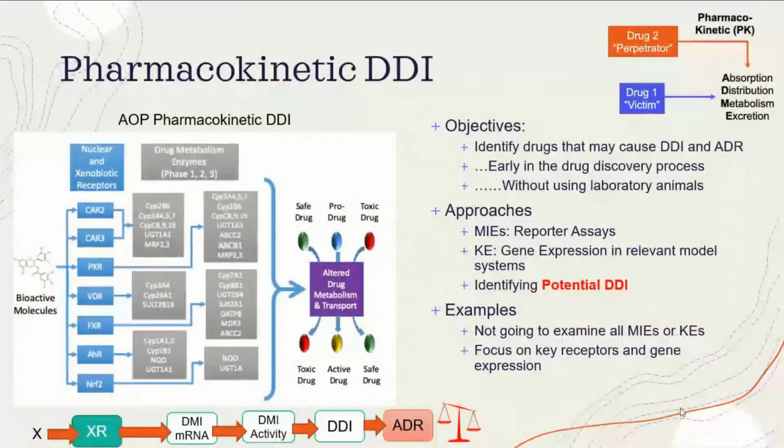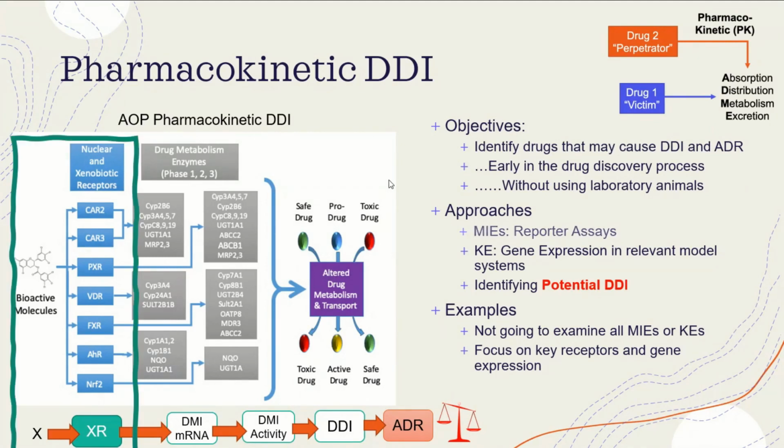Well, of course, it's not as simple as this. We have a lot of different molecular initiating events and key events that occur. But what we're going to try to do today is try to simplify this. So our goals, of course, are to try to understand if our drug is going to have the potential to cause drug-drug interaction and an adverse drug reaction. We want to do this early in the drug discovery process. We don't want to use laboratory animals. So how are we going to do this?